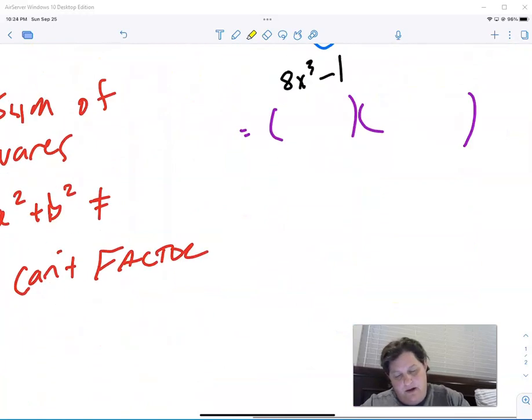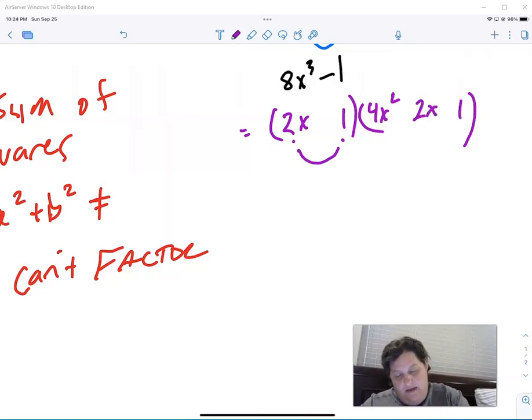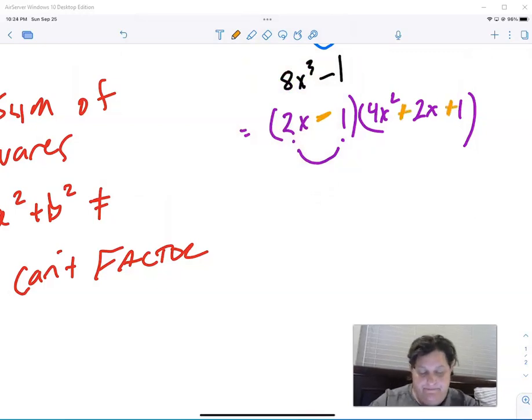So it goes like this. 8x cubed. Well, 8 is 2 cubed, x cubed is x, and 1 is 1 cubed. Square that, so 2x squared is 4x squared. Square that is 1. Join them is 2x. And then I just go same, negative, opposite, always positive.